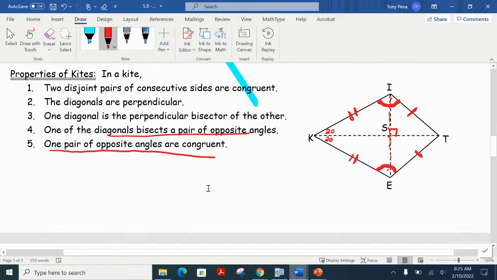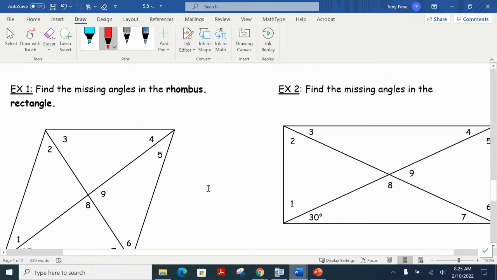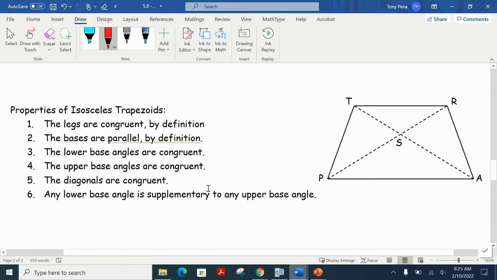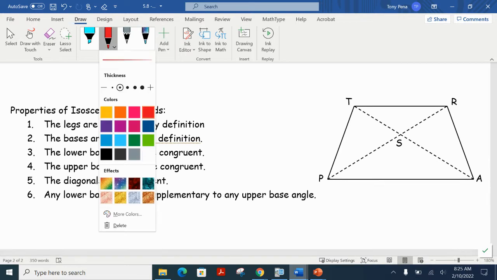All right, now go to the next page. I think we're going to skip the trapezoid for right now. I don't think I gave you a trapezoid in this. Oh, I do. Okay, let's talk about trapezoids because we are going to talk about those here.